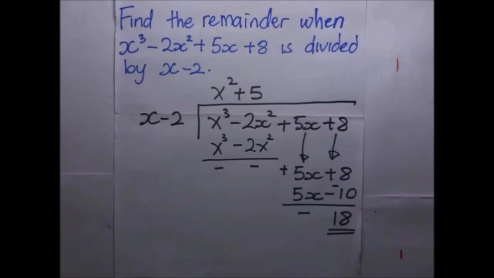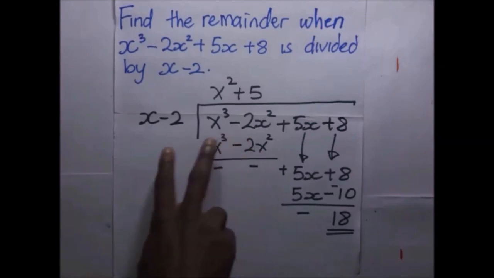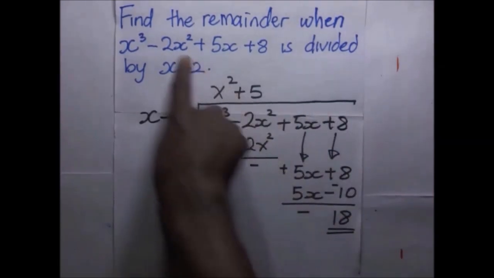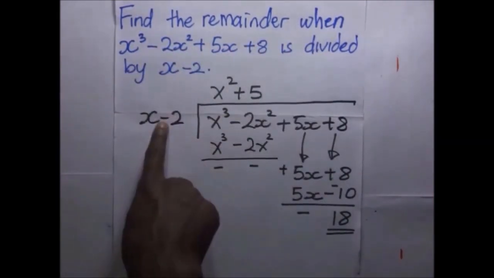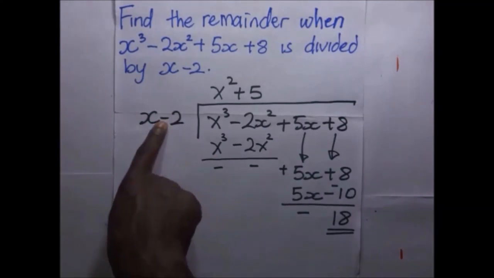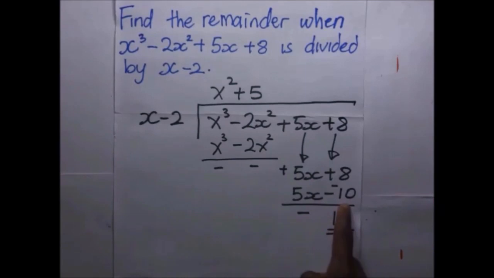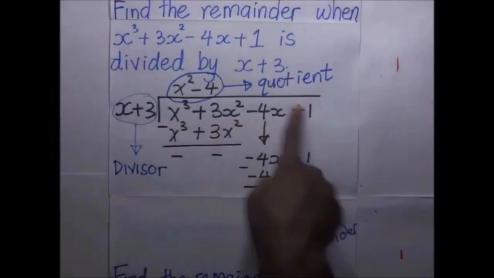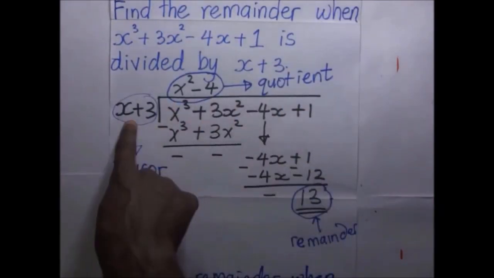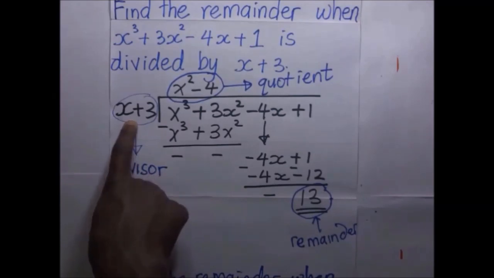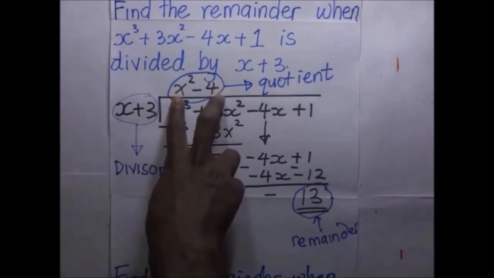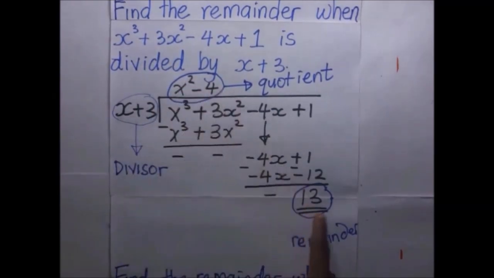So therefore, when x cubed minus 2x squared plus 5x plus 8 is divided by x minus 2, we are going to get our answer as x squared plus 5, and our remainder will always be 18. When this polynomial is divided by x plus 3, which is the divisor, we shall get our answer, which we should call the quotient, as x squared minus 4, and our remainder will be 13.